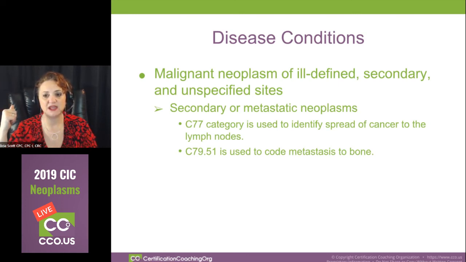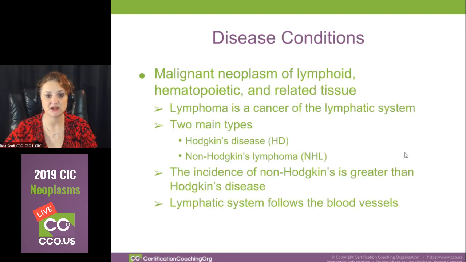And they end up being cancers of the lymph nodes, and C79.51 is when you have metastasis to the bone of this type of cancer. And it does like to do that. If we have lymphoid and hematopoietic and related tissue, because that is expanding in the body.